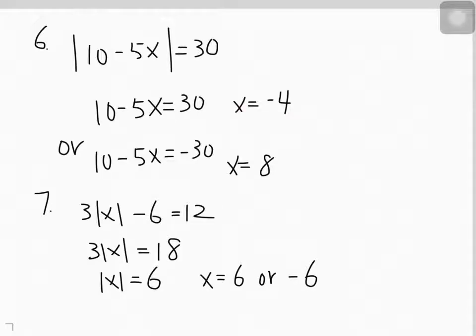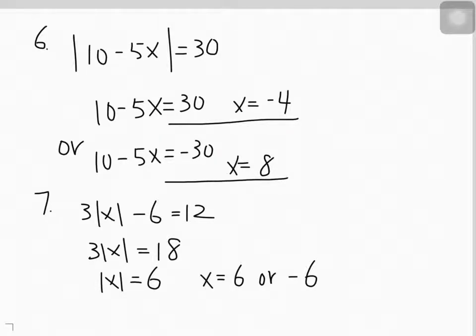Question number 6. The absolute value of 10 minus 5x equals 30. For absolute value functions, we're looking for the distance. So 10 minus 5x equals 30, or 10 minus 5x equals negative 30. So you have to consider both the positive and negative cases. If you have 10 minus 5x equals 30, your x is going to end up x equals negative 4. For the case of 10 minus 5x equals negative 30, your x is going to be positive 8.